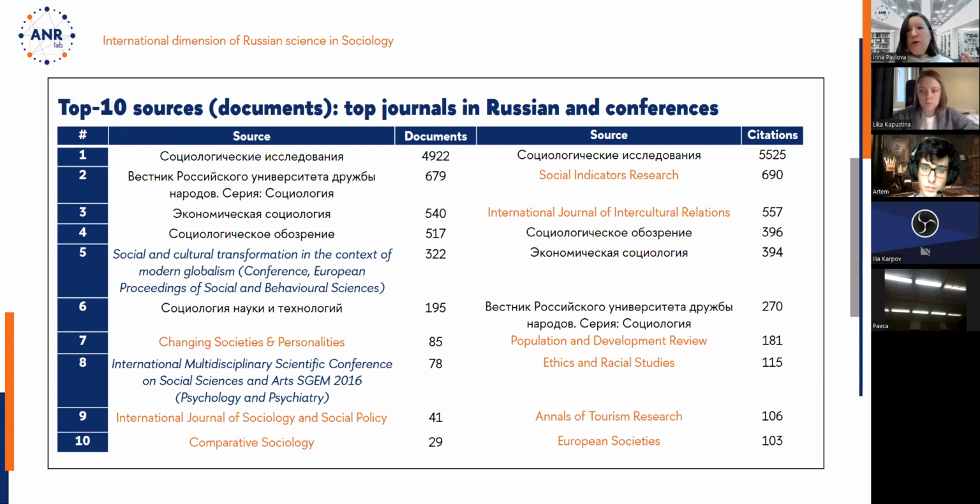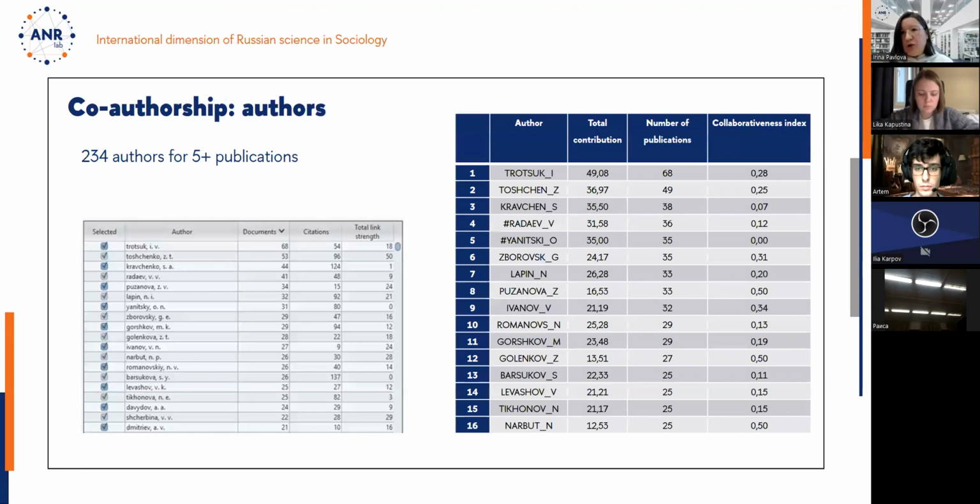So basically, we see here that Russian sociologists publish mostly in Russian journals, but definitely, if you have publications in international journals in English, it is highly likely that the citations will be high for such publications.